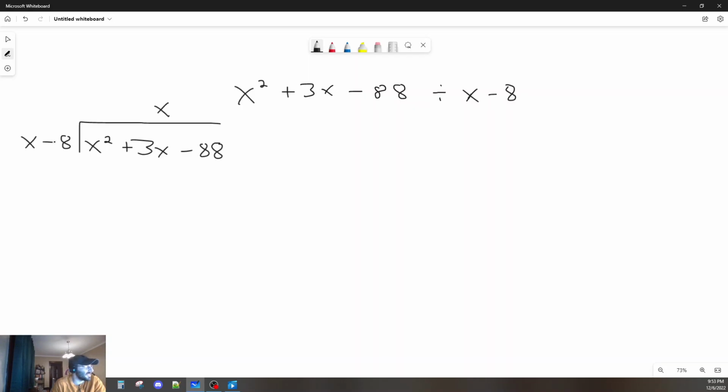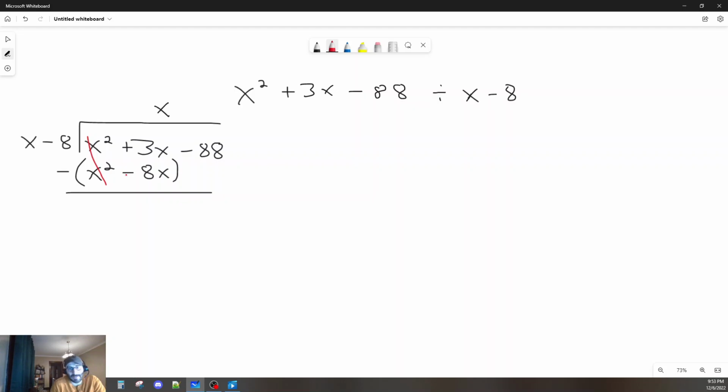X times x minus 8. Well, x times x is x squared, and x times negative 8, because that's minus 8, is negative 8x. And just like long division, you're subtracting this. So x squared minus x squared is 0, so that kind of just cancels out with each other. And then 3x minus a negative 8x.